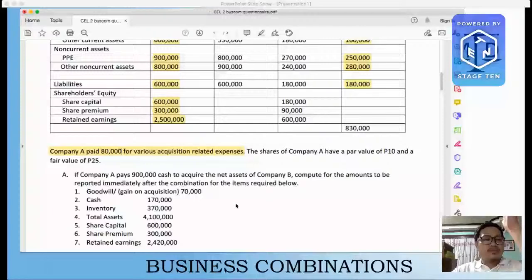Common error on the part of the students is when they are asked for the amount to be reported as an expense as a result of the combination, they would include bond issuance cost and stock issuance cost. What are to be expensed? Only those acquisition-related costs that are related to the acquisition but are not related to the issuance of the bonds or the shares that are used as consideration in the combination. Just remember, everything else should be expensed except for bond issuance cost or stock issuance cost. They are either additions or deductions to your shareholders' equity or your bonds payable.